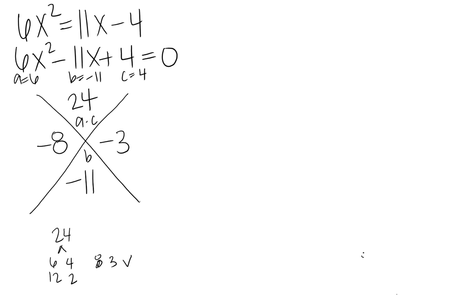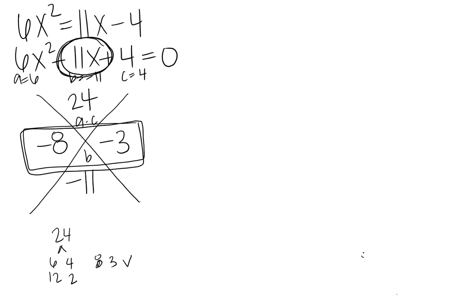All right, so now the next step is to take our middle term, so take b, which is negative 11x, and I'm going to replace it with the two values that I just found. Okay, so I'm going to have 6x squared, and now instead of minus 11x, I'll replace it with both of these. So minus 8x minus 3x plus 4 equals 0.